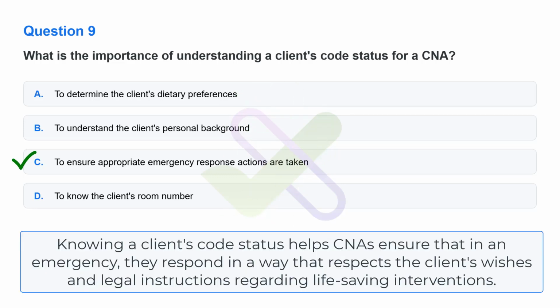The correct answer is C. To ensure appropriate emergency response actions are taken. Knowing a client's code status helps CNAs ensure that in an emergency, they respond in a way that respects the client's wishes and legal instructions regarding life-saving interventions.